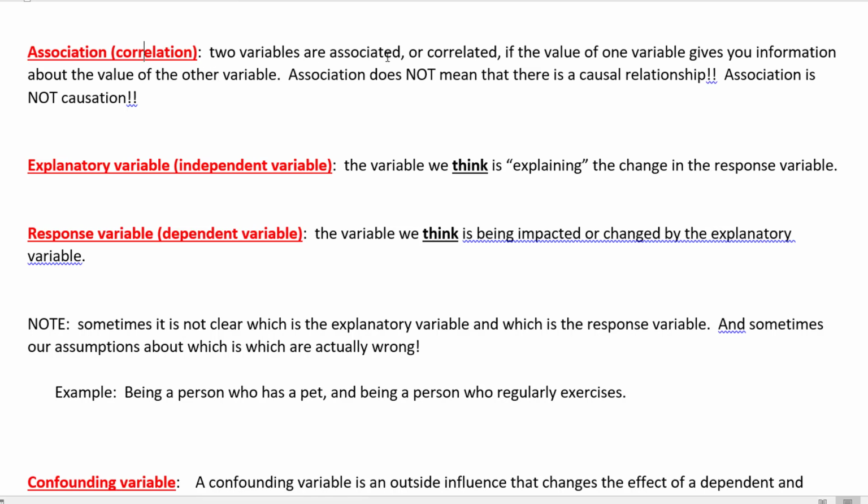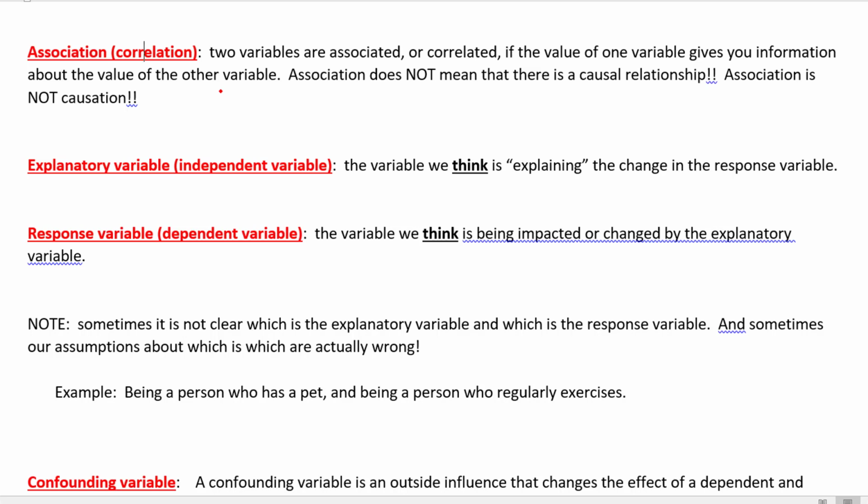Two variables are associated, or two variables are correlated, if the value of one variable gives you information about the value of the other variable. Remember that association does not mean there is a causal relationship. Association is not causation. So for example, the ice cream consumption rate seems to be associated with the murder rate. However, one is not causing the other.